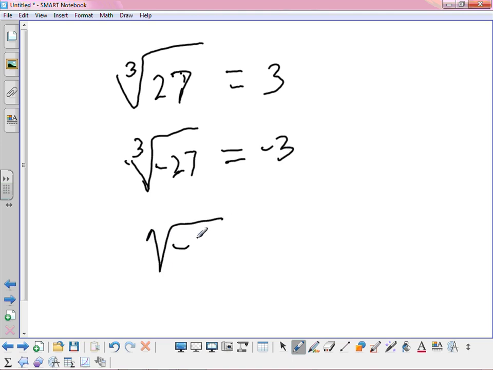Square root of minus 4, though, what's that? Unless we want to worry about complex numbers and imaginary numbers, there isn't any such thing. So when we talk about radicals and roots, you're going to have to worry about, well, sometimes they're not defined because we can't do square roots of negatives. But we can do cube roots of negatives.